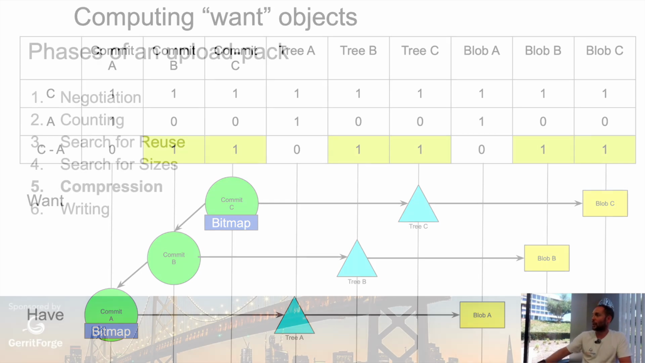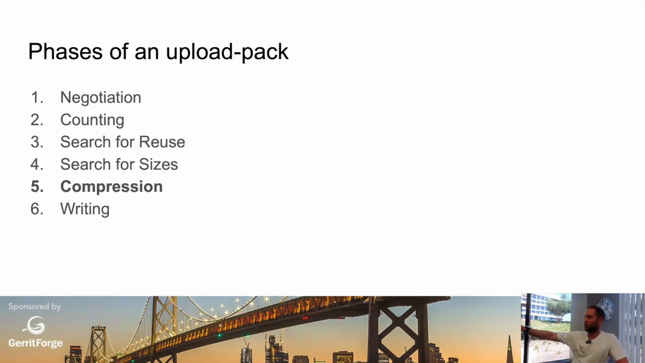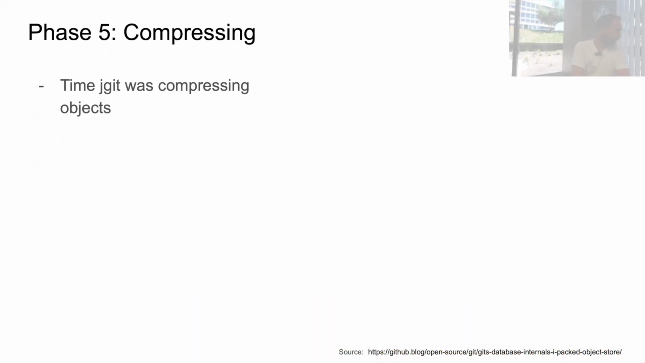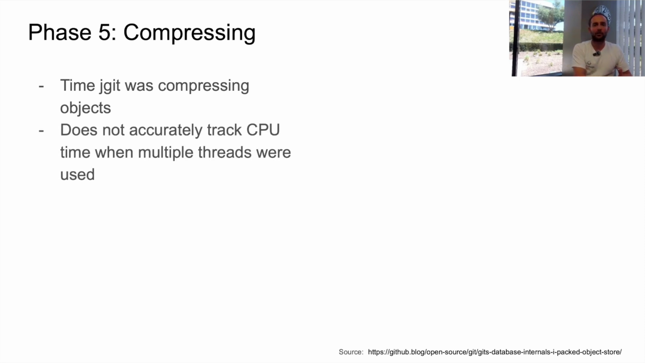Now, compression. We haven't made a mistake here. We're going to skip search for reuse and search for sizes for now, because I want to explain how the compression phase works first, and then hopefully the other two phases make a bit more sense afterwards, okay? This is the time that JGit has spent compressing objects, pretty obvious. It doesn't actually track CPU time, it rather tracks the elapsed time. So this can be done in parallel.